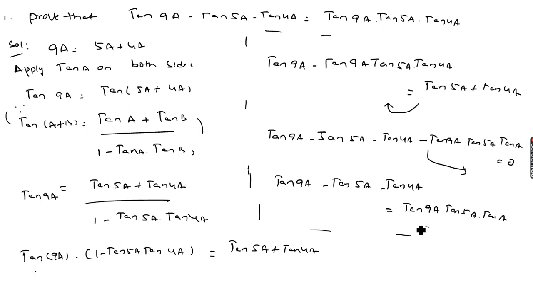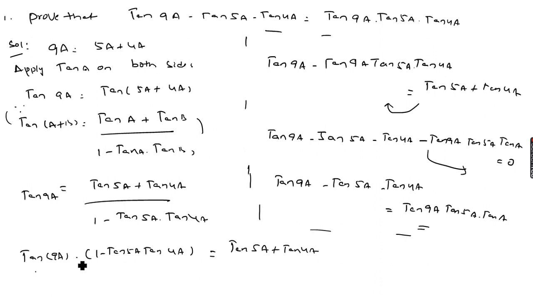So first, how can we identify that this problem is solved by tan a plus b? First we write 9a as 5a plus 4a, and we have a tan, so for that we apply tan on both sides. That is nothing but tan a plus b. The formula is tan a plus tan b by 1 minus tan a tan b. So therefore tan of 5a plus 4a, applying tan a plus b, we get tan 5a plus tan 4a by 1 minus tan 5a into tan 4a. This is divided, so it is converted into this side, it is multiplied.